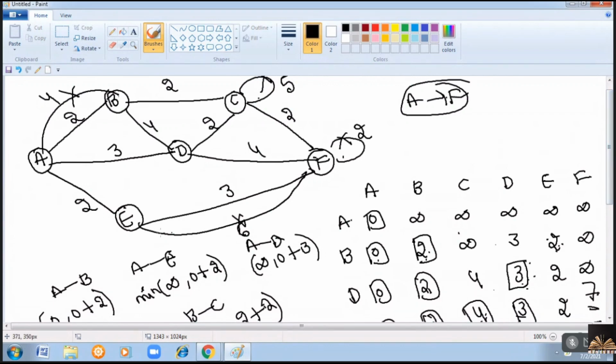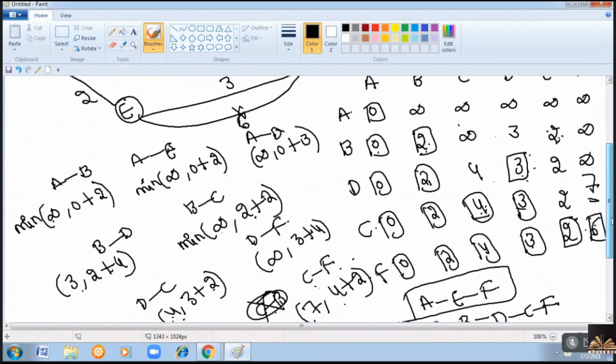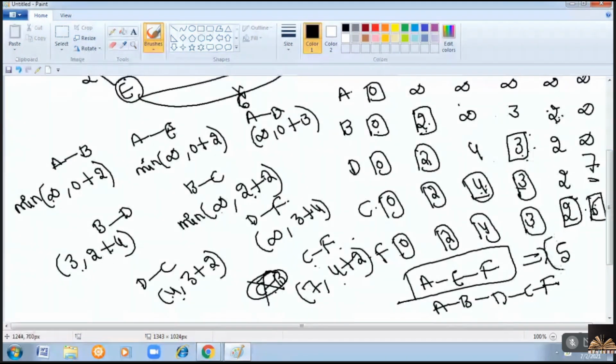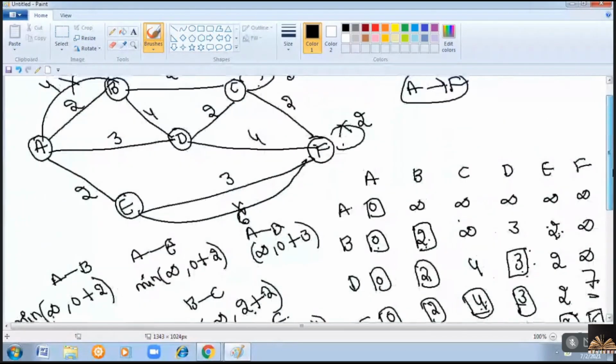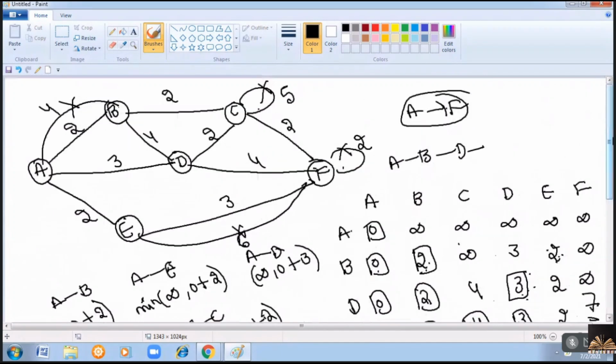2 plus 3 is 5, with a distance of 5. But here, if you choose B instead of this E, you are getting one more path, that is A to B, B to D, D to C, C to F. So whenever you are getting two vertices with the same minimum value, you have to consider both the paths. Among these two paths, which is the minimum, that should be the shortest path.